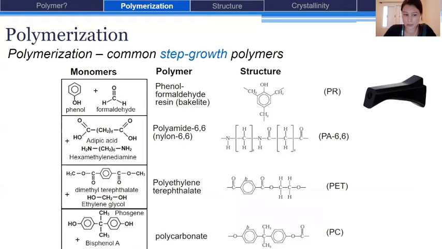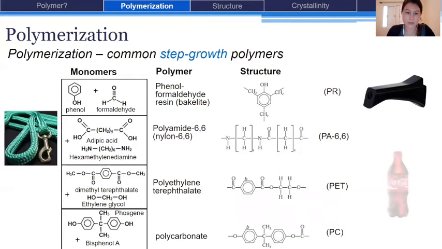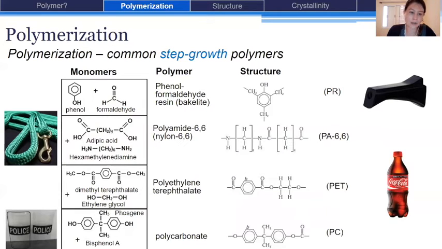Then the other example is the reaction of dimethyl terephthalate with ethylene glycol to create polyethylene terephthalate, PET, that is used to produce plastic bottles. And finally, phosgene and bisphenol A enable us to produce polycarbonate, which is a rigid and transparent polymer that is used to create, for example, this protection for policemen.